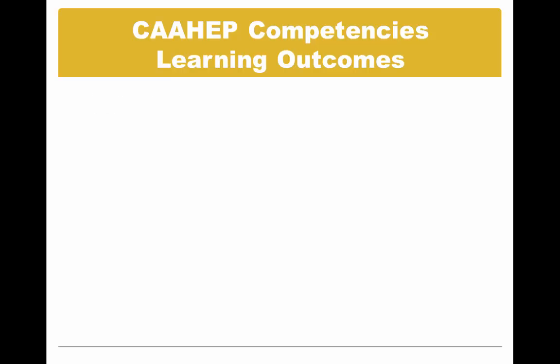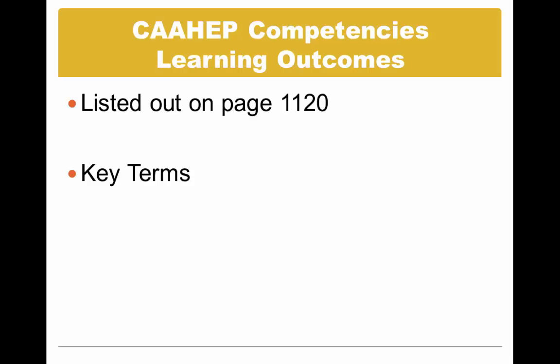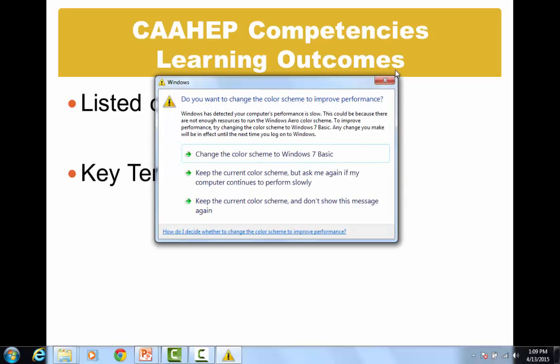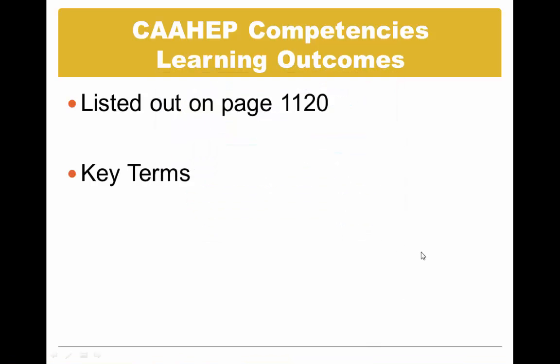The KHEP competencies and learning outcomes are listed out on page 1120 in your book. Make sure that you're aware of the key terms.